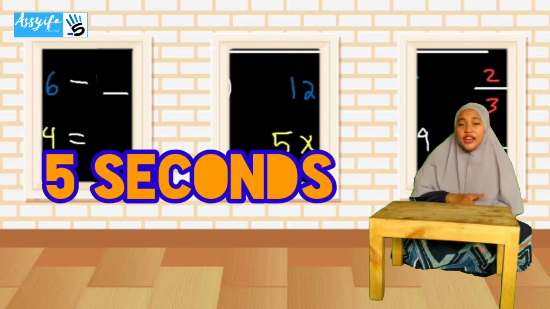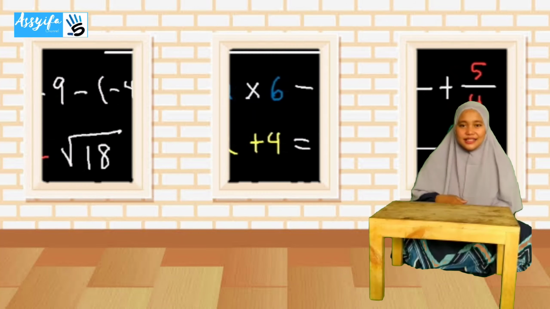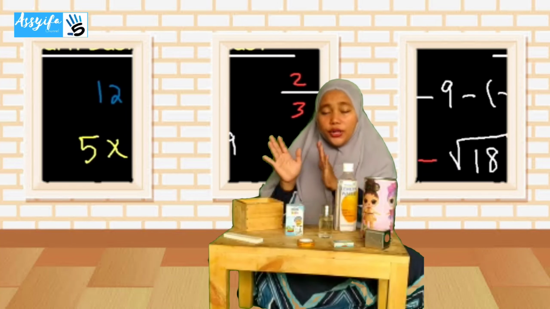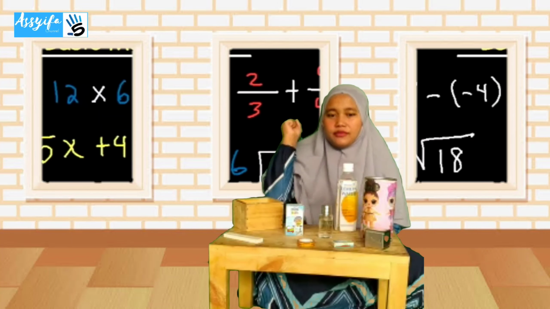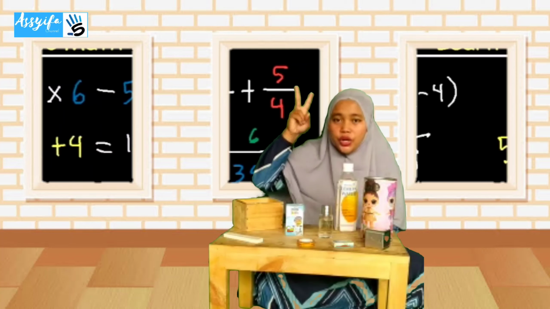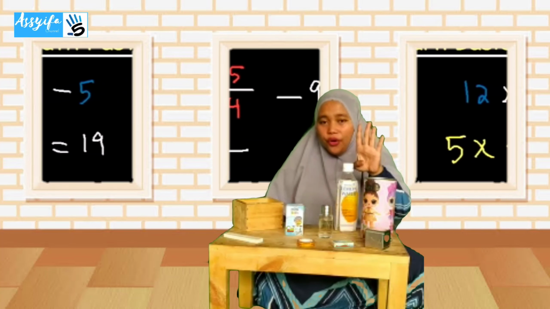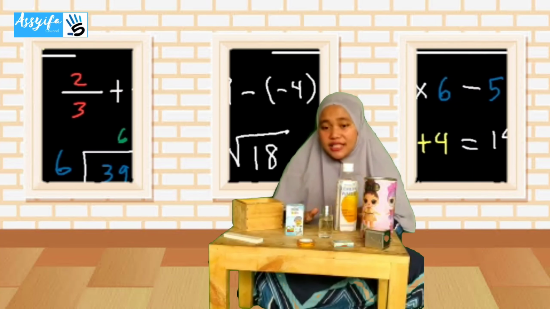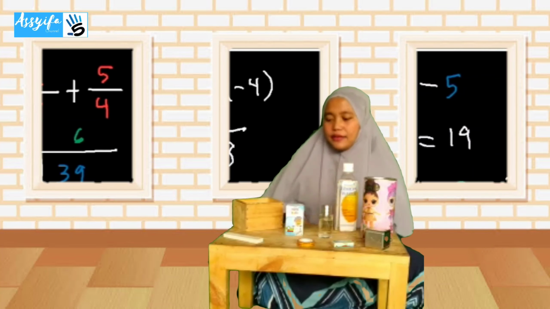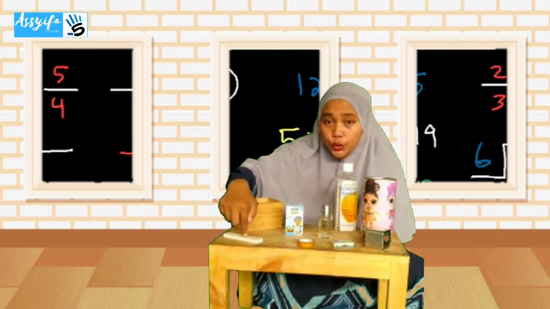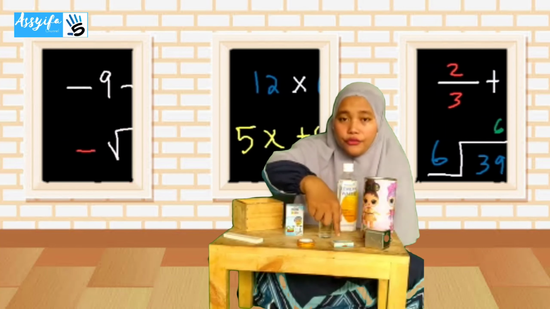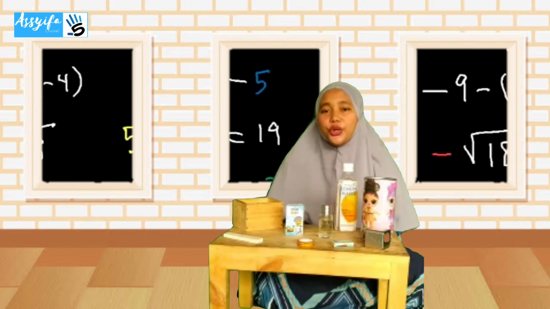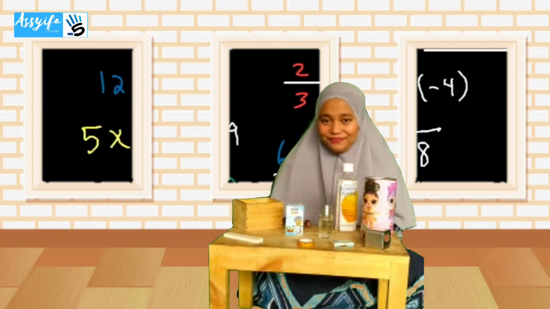So, are you ready for the game? Let's start. Okay, now we count the cubes or cuboids on this table. Okay, so how many cuboids are here? Let's count. 1, 2, 3, 4, and 5. So friends, we have 5 cubes or cuboids on this table.